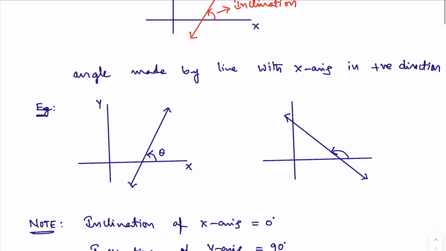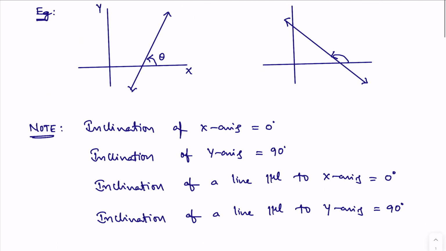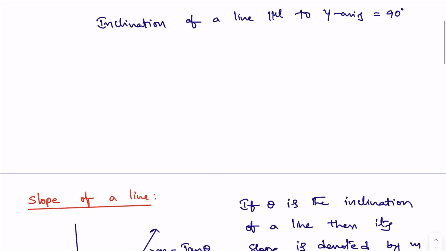What is inclination of x-axis? Inclination of x-axis is 0 degree. Inclination of any line parallel to x-axis? 0. Inclination of y-axis? 90 degree. Inclination of any line parallel to y-axis? 90 degree. That is all about inclination.